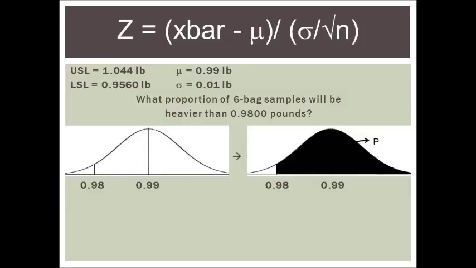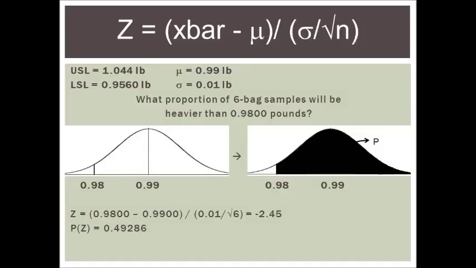So here you can see I've shaded most all of that curve. All right, so that is the proportion that we're trying to find. That's the answer that we're trying to get to. Now, you calculate z at 0.98 pounds. So where x bar is 0.98 pounds, you calculate z and the probability associated with z.